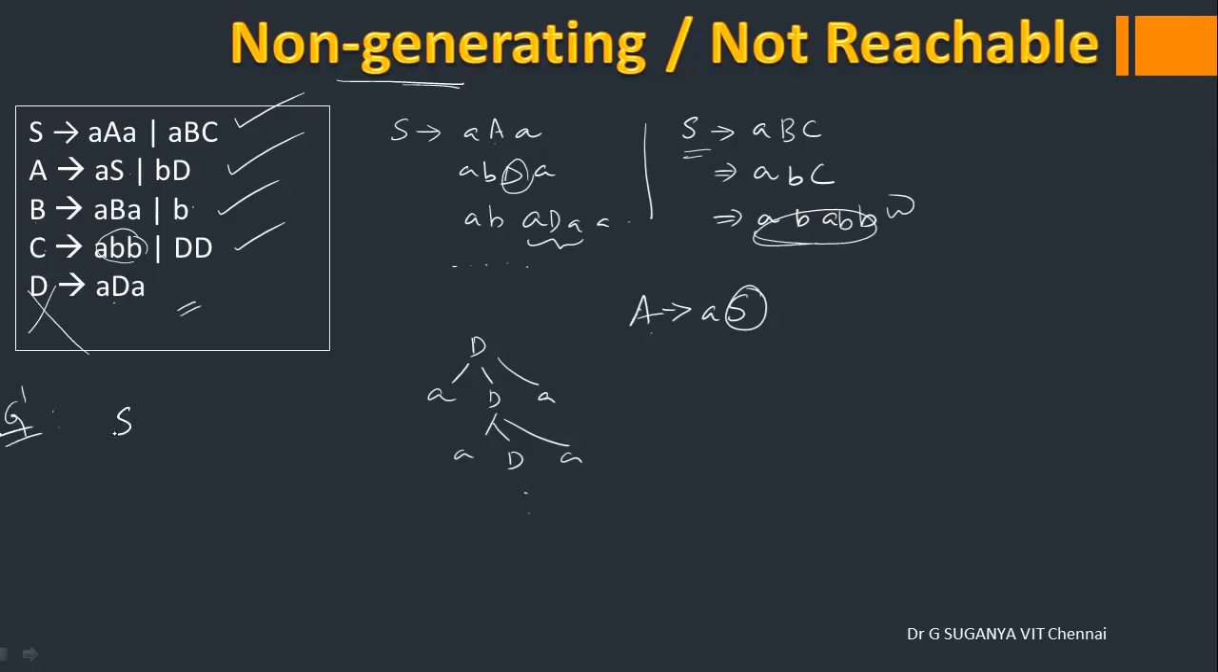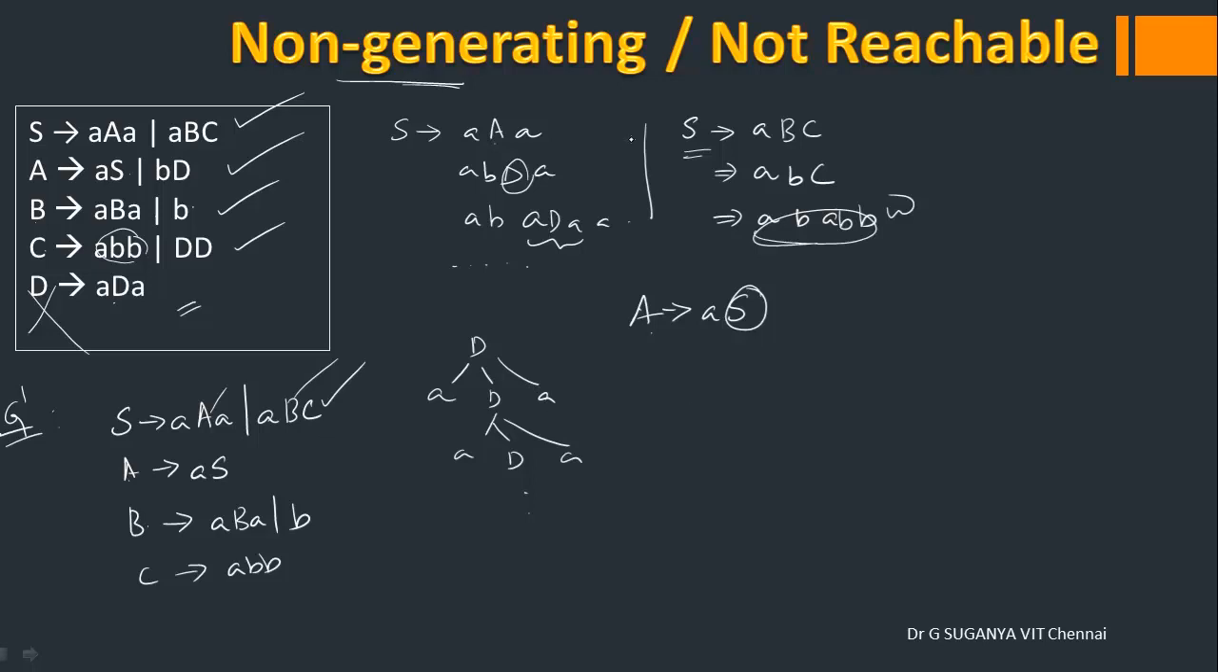After this it will become S gives AAA or ABC. So that is after removing non-generating symbols. Now to check whether everything is reachable: S is reachable, so A and B are reachable. From A and B, capital C is also reachable. So all the symbols are reachable. So that is the grammar after eliminating the useless symbols.